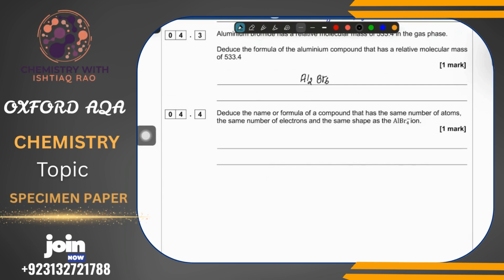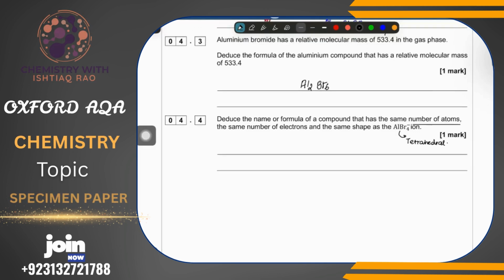Yeah, I can write. Deduce the name or formula that has the same number of atoms. So it has five atoms, right? Now how did you find 5 atoms? Al1 and Br4, so 4 plus 1, 5. Okay. Same number of electrons and the same shape as the AlBr4. Its shape is tetrahedral. There are four bond pairs. Right. Okay.